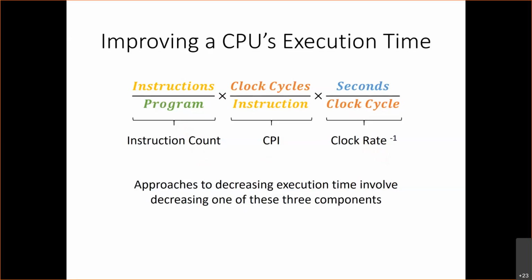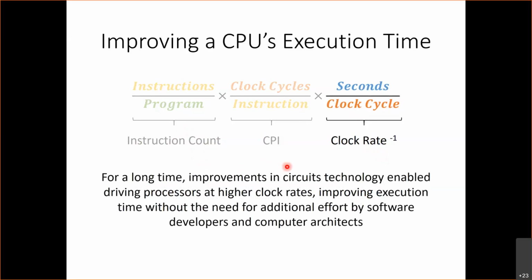Now, for a very long time, we've been getting a lot of improvements in circuits technology. And I spoke about this briefly last time, but we've had these massive improvements in the devices layer. We've had massive improvements in circuits technology that led us to be able to drive computers at higher and higher clock rates. And by driving computers at higher and higher clock rates, what this meant is that without changing anything about the computer, by simply making it run at a faster clock rate, we were improving the execution times of computers.